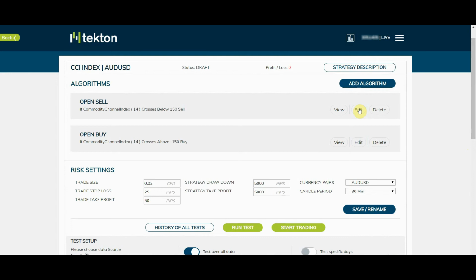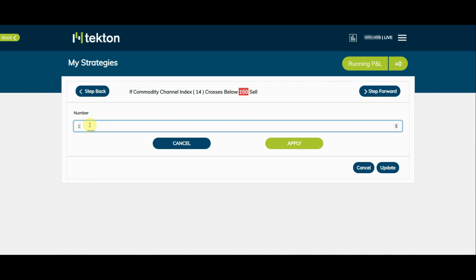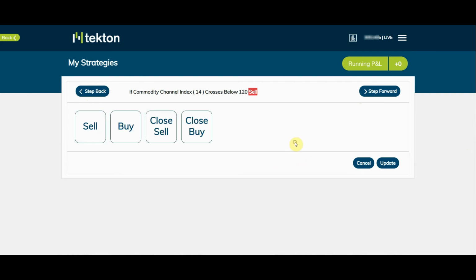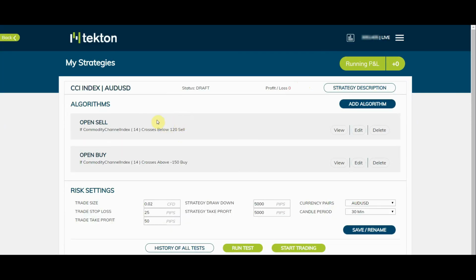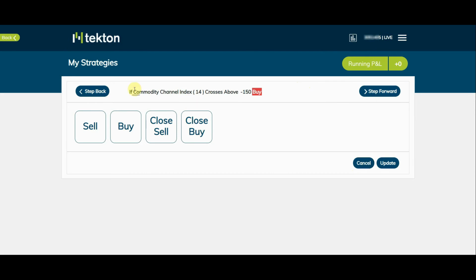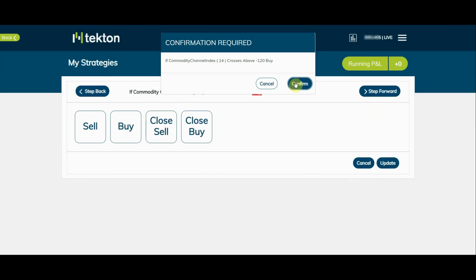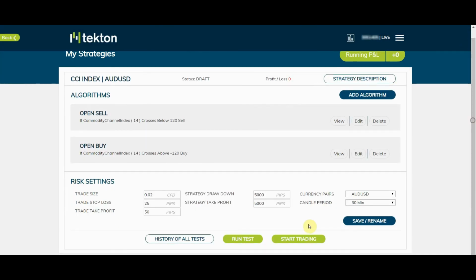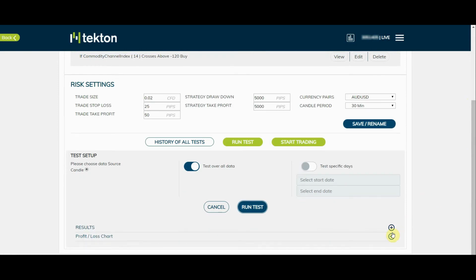We can edit this, so we can go to here and edit this and go back and change the number to 120. Click apply, update, confirm. Let's change the number now to 120. Click here and put 120 in there. Minus, of course. Don't forget the little minus. Click apply, update, click confirm. So now we can backtest that again over the same period to see what the result is compared to what it was with the previous settings.